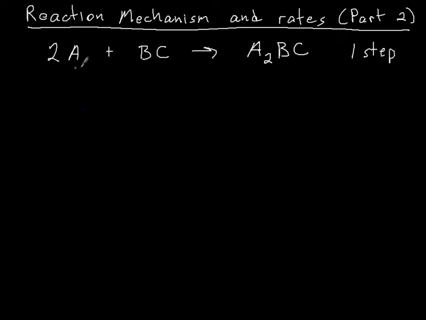Again, the odds of this happening in this case are pretty low, because you'd have to have 3 particles, 2 of the A particles and 1 of the BC particles, colliding with sufficient energy in the proper orientation, and the odds of that happening are not very good. So more than likely, when we have 3 reactant particles, we are going to have a multi-step reaction mechanism. Let's propose a two-step mechanism.